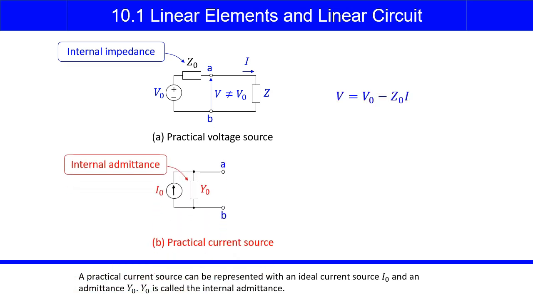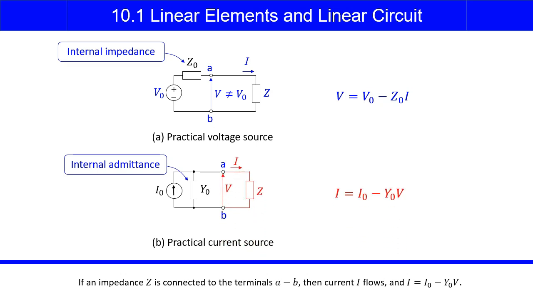A practical current source can be represented with an ideal current source I0 and an admittance Y0. Y0 is called the internal admittance. If an impedance Z is connected to the terminals A and B, then current I flows, and I equals I0 minus Y0 times V.